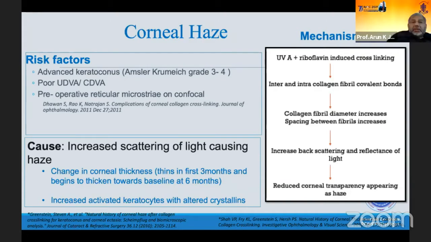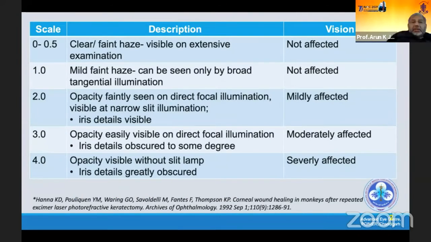And the mechanism I have shown in this flow diagram on the right-hand side: as we cross-link the collagen fibers, their diameter increases and the space between the fibrils increases. This leads to increased backscattering as well as reflectance of light, which is clinically seen as reduced corneal transparency, and we see it as a haze on slit lamp examination. Depending on the severity of this haze and how much clarity of the iris you can see, we can divide it into 4 different grades from mild to very severe.